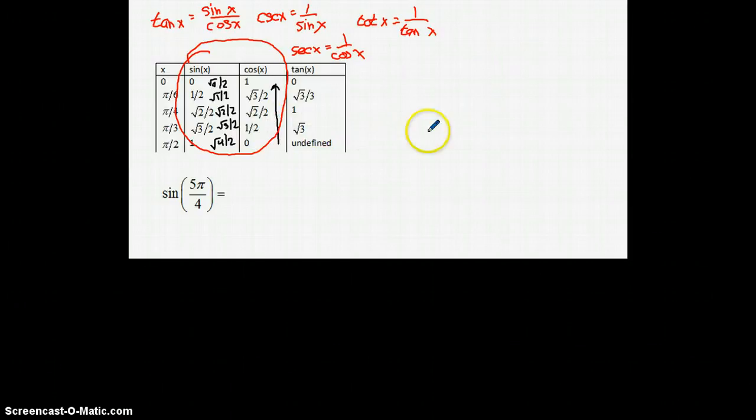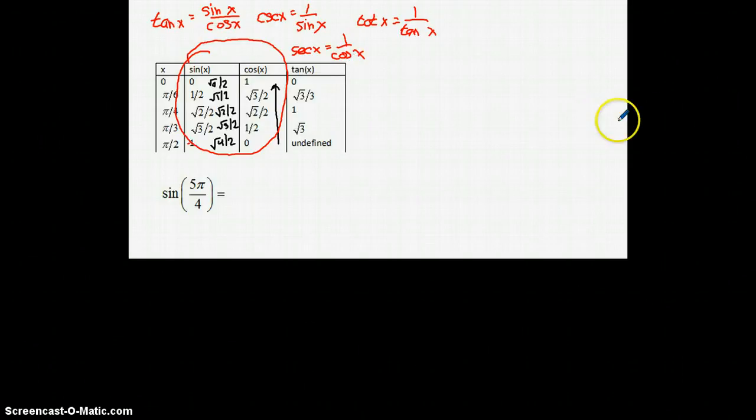And so 0 over 1, 1/2 over square root of 3 over 2 will be square root of 3 over 3. Square root of 2 over 2 divided by square root of 2 over 2 is going to be 1. Square root of 3 over 2 times 2 is going to be square root of 3. And of course, tangent of pi over 2 is undefined because it's 1 over 0. So if you memorize these, you can get tangent, cosecant, secant, and cotangent by just knowing these identities.